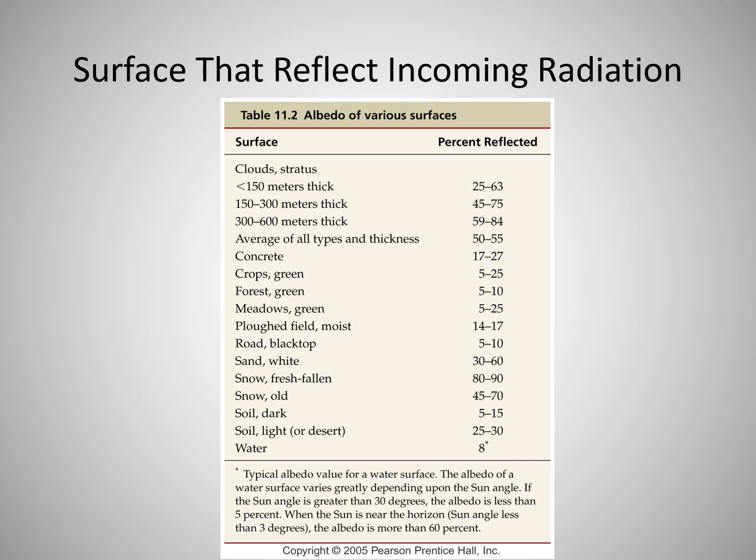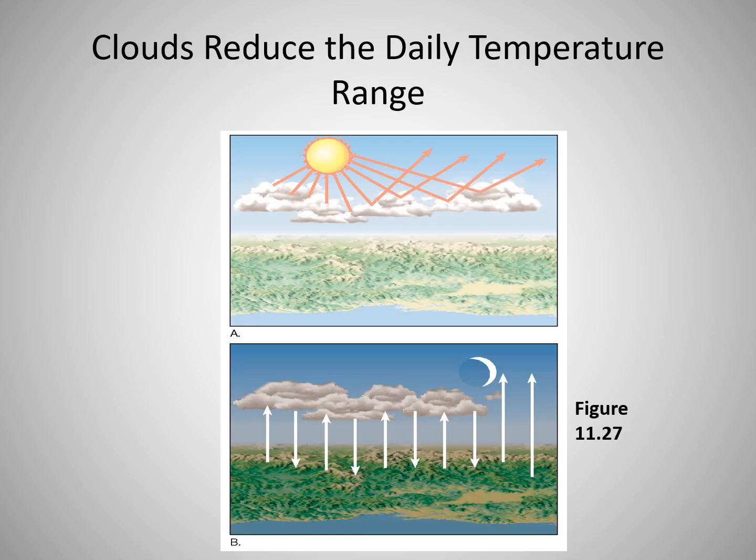You see that more light colored objects like fresh fallen snow or white sand are going to reflect more, and then darker colored objects like water, dark soil, road, blacktop, those are going to reflect less, meaning they will absorb more solar radiation.